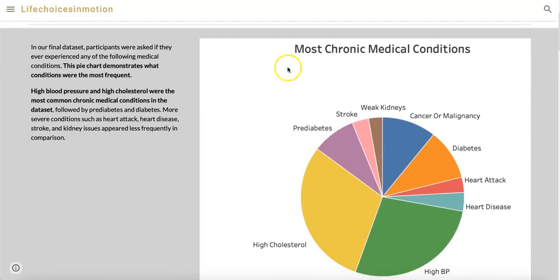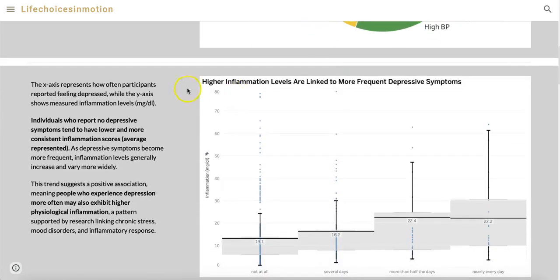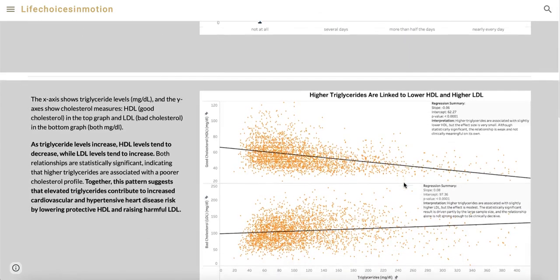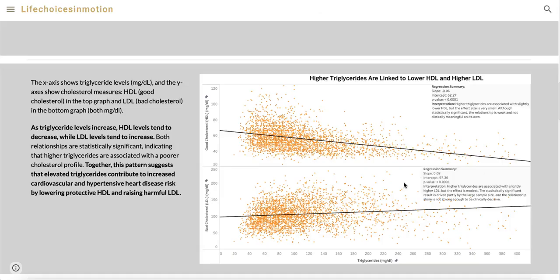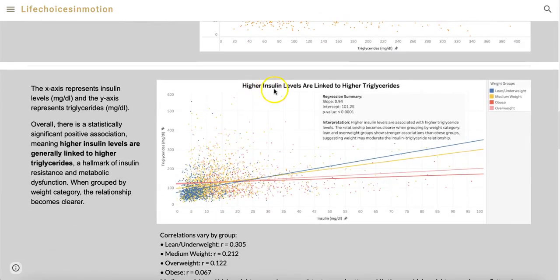Here we have a pie chart of the most common chronic medical conditions. Here we have a box plot representing higher inflammation levels, which are linked to more frequent depressive symptoms. Here we have higher triglycerides linked to lower HDL and higher LDL levels. Here we have higher insulin levels linked to higher triglyceride levels.